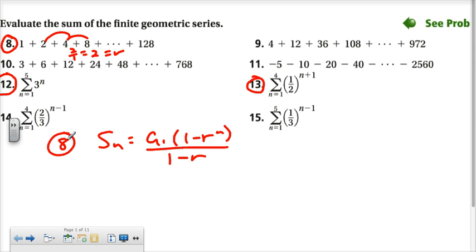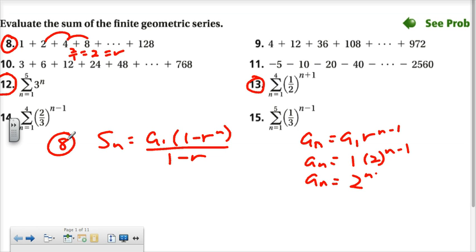But I need to know which one that 128th term is. So that means I need the rule. And there is our geometric rule. So a sub n is going to equal 1, the first term, times 2 to the n minus 1, which is really just a sub n equals 2 to the n minus 1. Now, I want to find n, and I know that it needs to come out to 128.